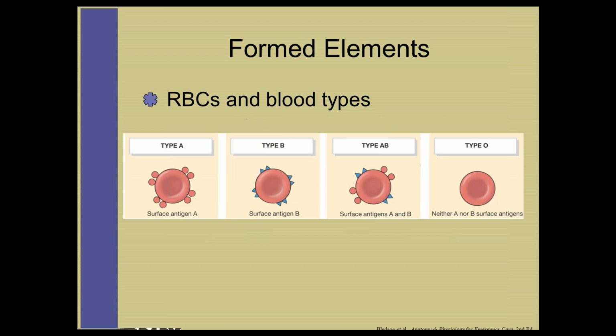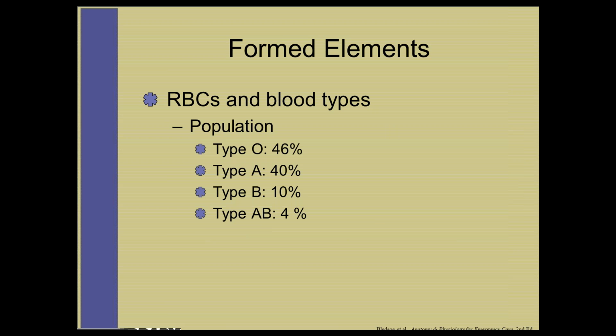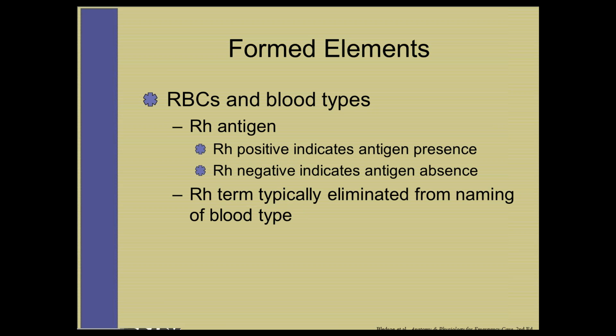What we're looking at is that a type A has the surface antigens of type A, and B has B antigens. Again, these are just representations. AB has a combination of both, and type O has none of those. About 46% of the population is type O, and only 4% is AB. So AB is a smaller concentration, and A is a larger concentration. Again, not that important to know, but kind of know where it's at.